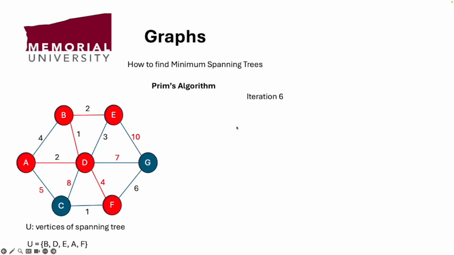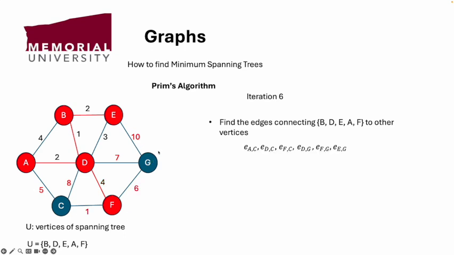Iteration 6. What do you have so far? The U: B, D, E, A, F. Okay? We need to find the edges connecting this set U, B, D, E, A, F, to the other vertices. So we have this side connecting to C and G, and this side. Okay? All right?